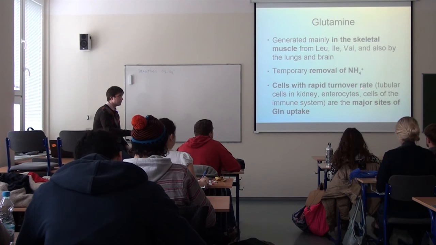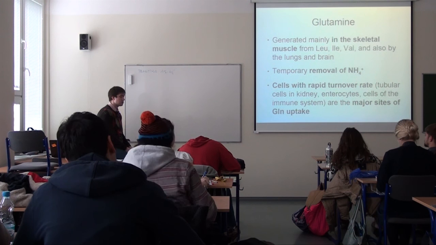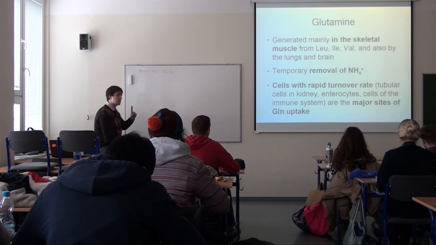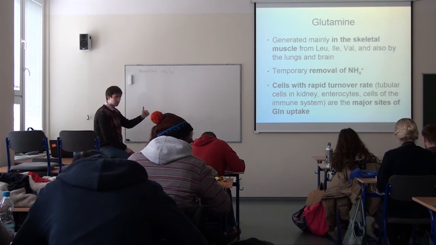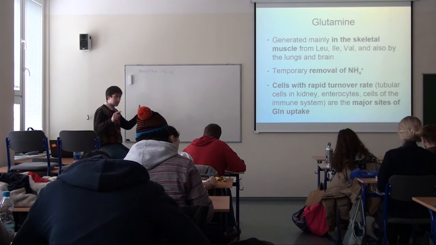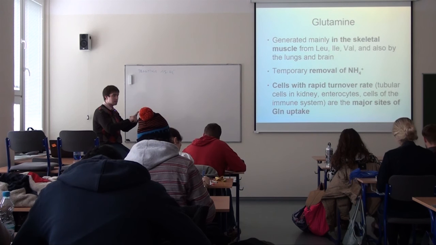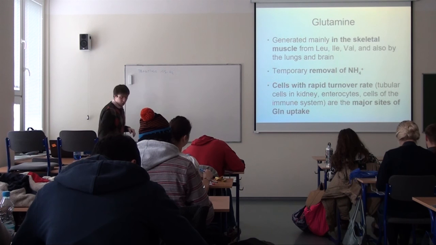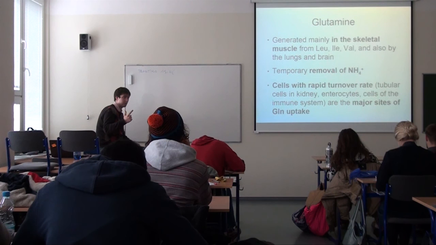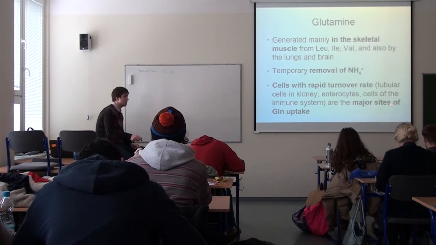And this function is the reason why glutamine is used as an energy source, especially for the cells with rapid turnover, for the cells that divide quite fast. These cells need energy, and when you remove ammonia from glutamine, you have alpha-ketoglutarate that can go to the Krebs cycle. Also these cells need nitrogen bases, and glutamine is a precursor for them. There are three main cells with rapid turnover: tubular cells in kidneys, enterocytes, and cells of the immune system. So these are the major sites of glutamine uptake.